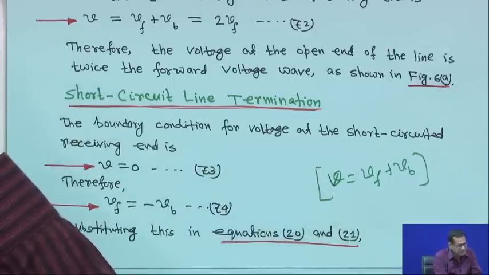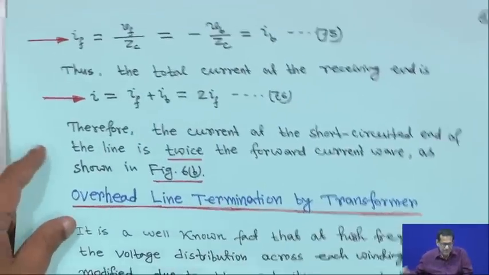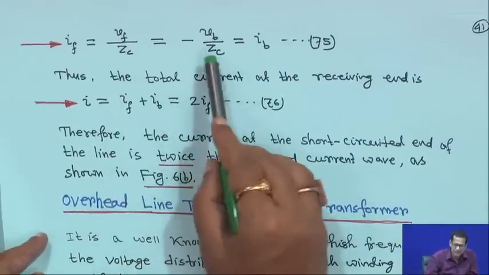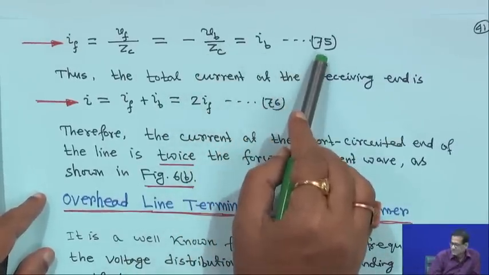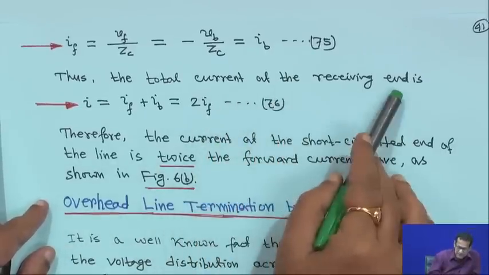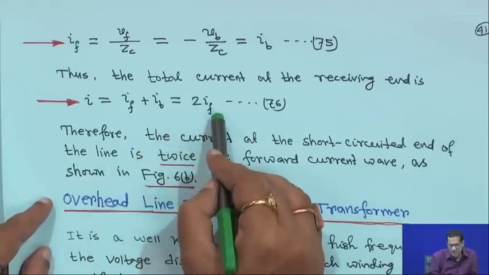If you put that one, then what we will get is I_f equal to V_f upon Z_c, right. This is V_f upon Z, equal to minus V_b upon Z_c, which is equal to I_b. This is equation 75. Just use equations 20 and 21. Thus, the total current at the receiving end, we know I is equal to I_f plus I_b. So it is becoming 2 I_f, right.